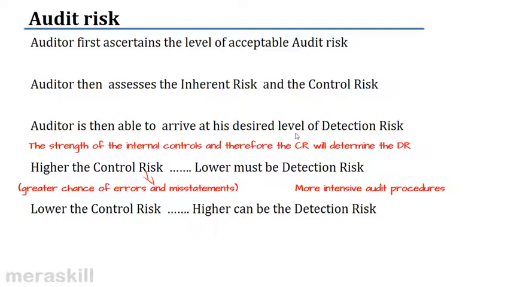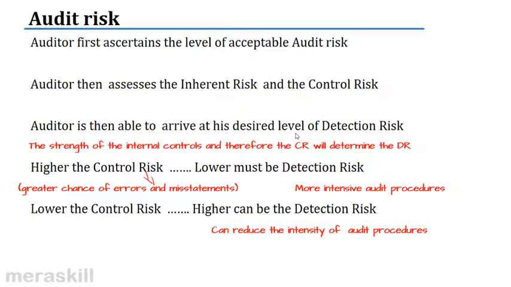Followed, so more intensive audit procedures will be there so that my detection risk is minimized. If the control risk is low, that means there are very strong controls. The risk of fraud or error occurring because of lack of controls is very low. Then I can afford to take a higher detection risk and can reduce the intensity of my audit procedures. Are you following? So audit risk is a function of all three.